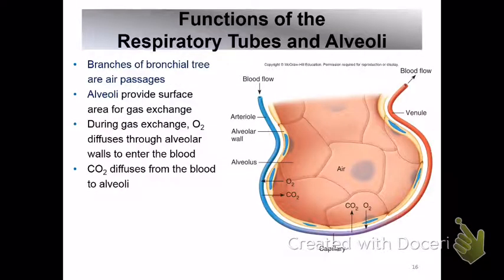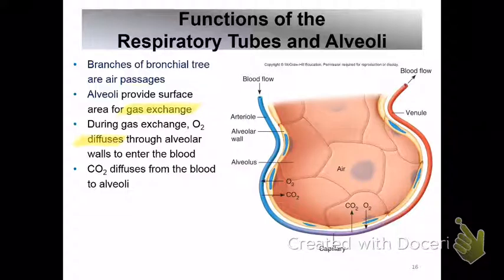Okay, so this is showing you the alveoli and the oxygen moving. So oxygen is diffusing in. So alveoli provide surface area for gas exchange. Where does gas exchange occur? In the alveoli. That's where. During gas exchange, the oxygen diffuses. Diffusion is the movement of particles from high concentration to low concentration.